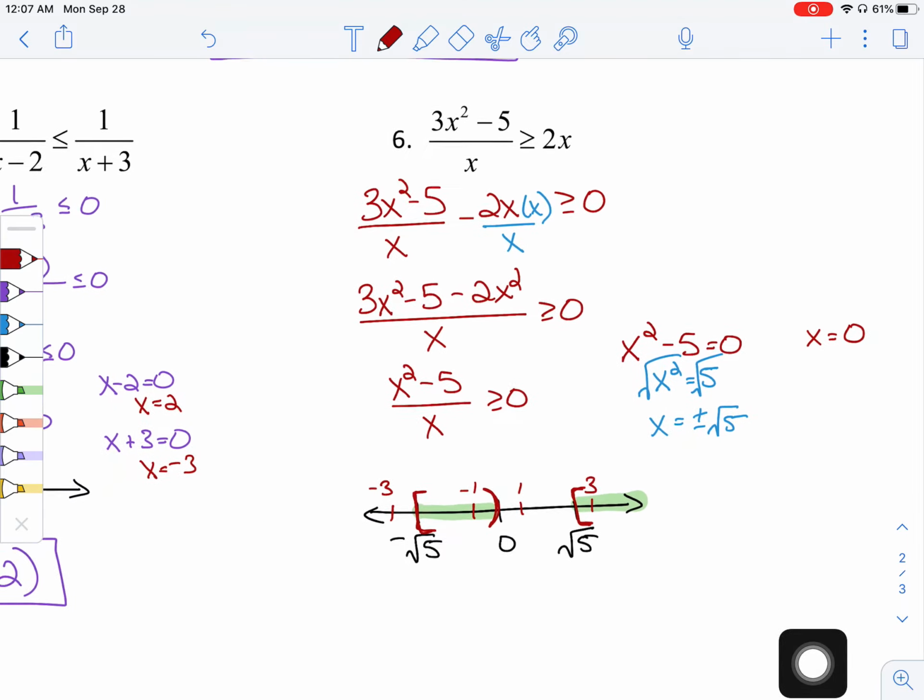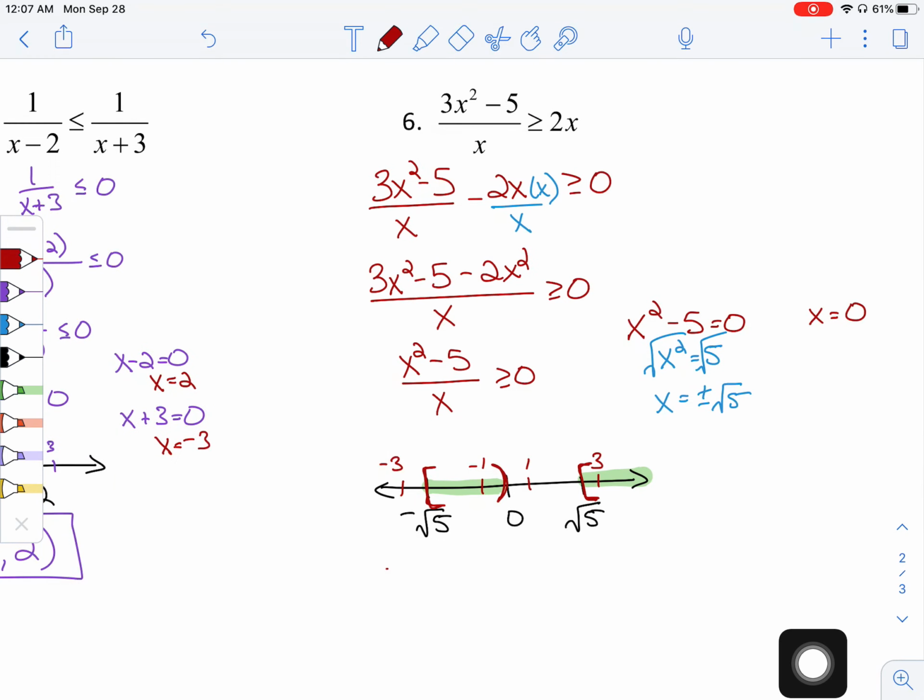All right, last thing, write the interval. So negative root 5 to 0, union with positive root 5 to infinity.